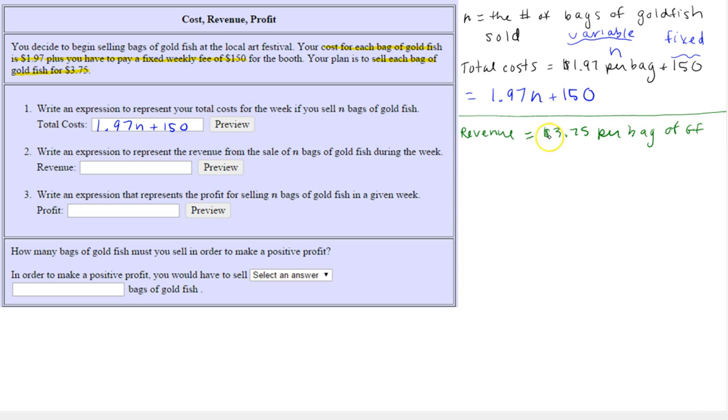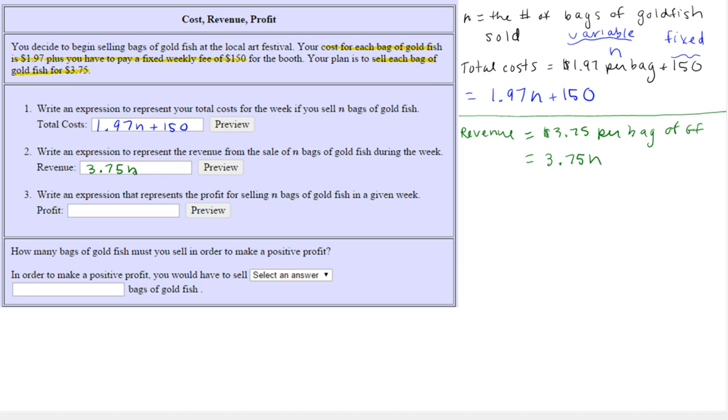So this is all the money that's coming in, and this is variable. There's no fixed amount like there was before. All the money that you're going to take in depends on how many goldfish you sell. And we could write this symbolically as 3.75n, because we'd multiply the number of bags of goldfish sold times $3.75 per bag of goldfish sold. So let's write this here, 3.75n.